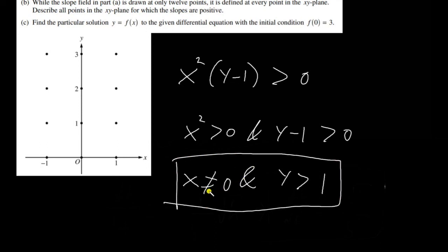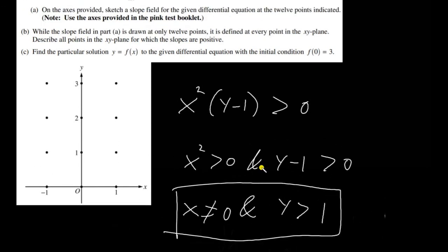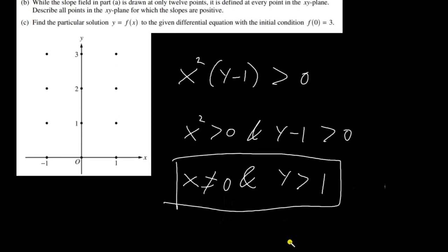So if we solve these, here we'll get y is greater than 1. Here we'll get x is not equal to 0, because remember, any value of x that's not 0 is going to be squared, and will turn into a positive number. The only time this is not true is where x is 0 and 0 squared is 0, and obviously 0 is not greater than 0. So we have x is not equal to 0, and y is greater than 1. These are the restrictions for where the slope is positive. Cool. So this was 1 point for getting the right answer.